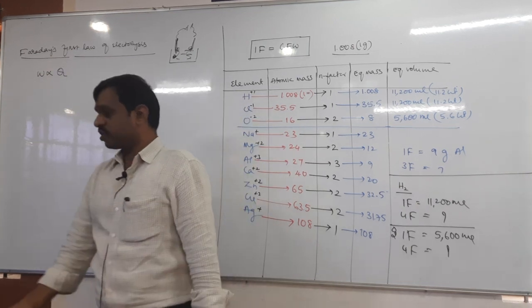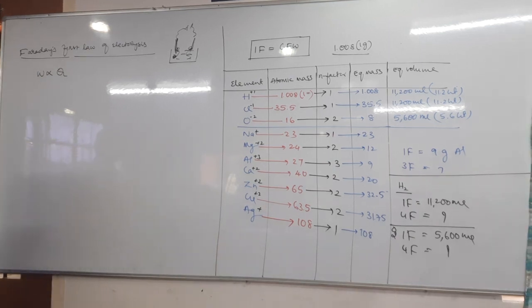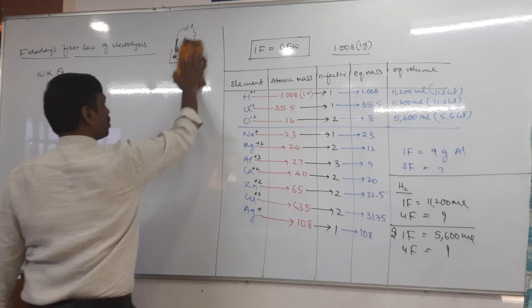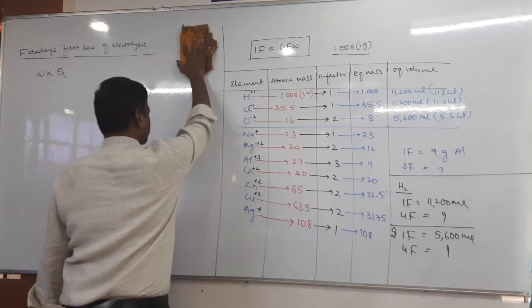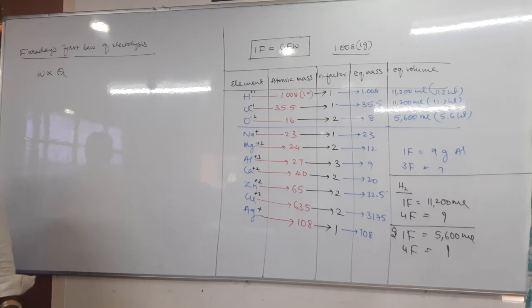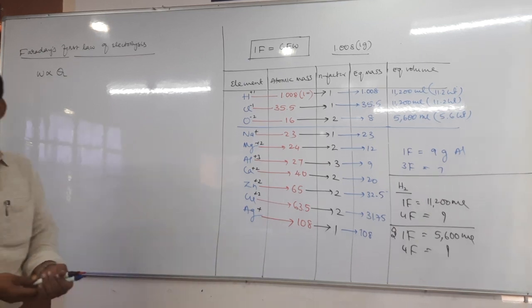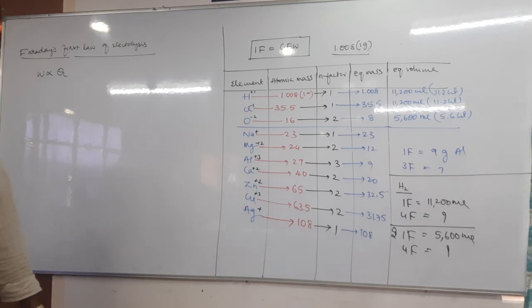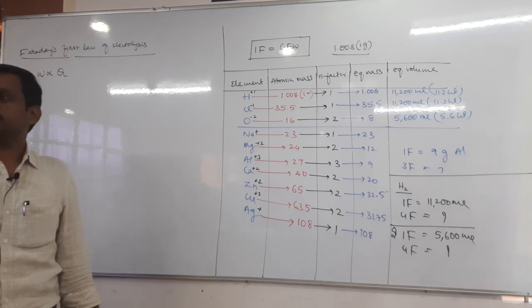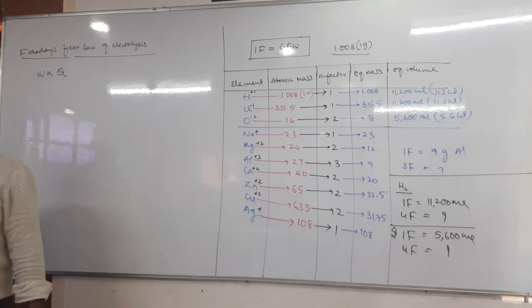Right. Faraday's first law states that the amount of substance deposited or liberated at the electrode is directly proportional to the quantity of electric current passed through the solution.